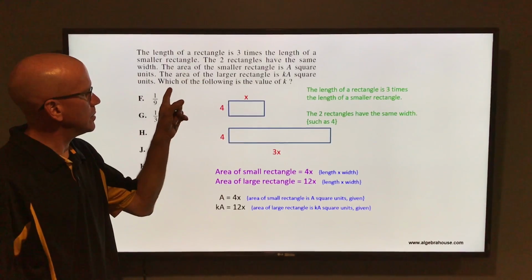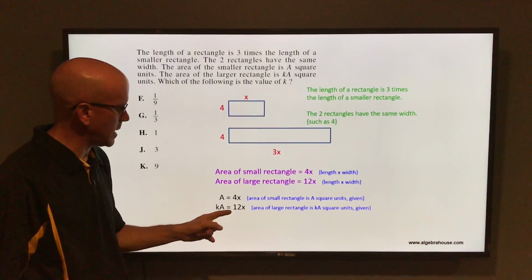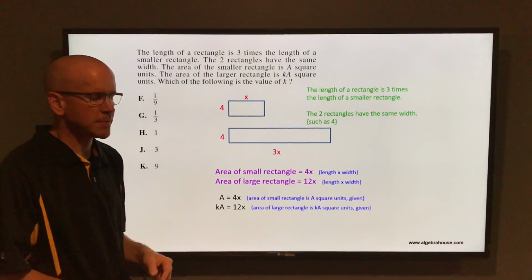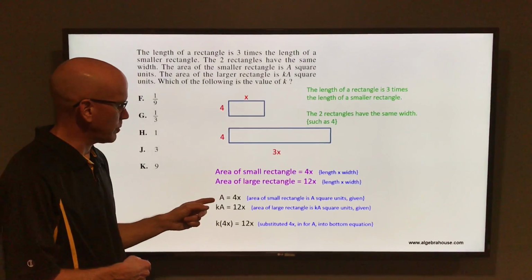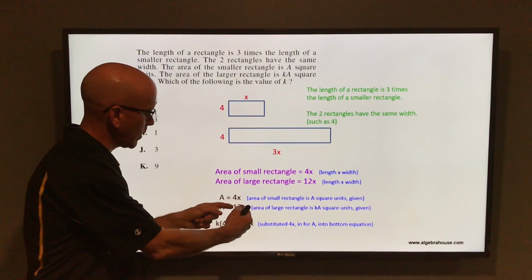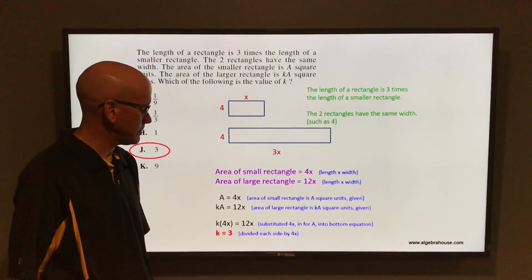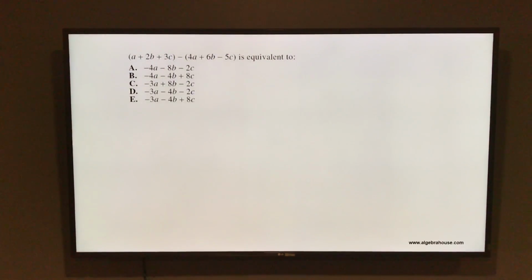Your job here is to find the value of k. Well, if a equals 4x and ka equals 12x, you've got to have some common sense. What are you multiplying a by to get this? Or what are you multiplying 4x by to get 12x? And that would be 3. k is equal to 3. Letter J.